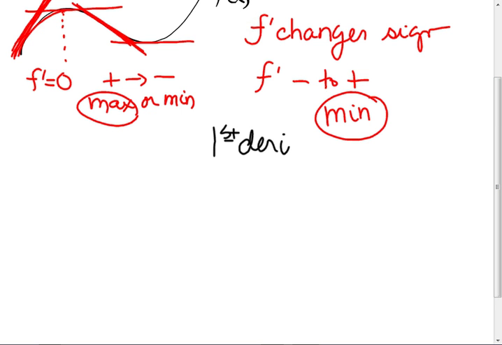Does the derivative have to be 0 to find max or mins?